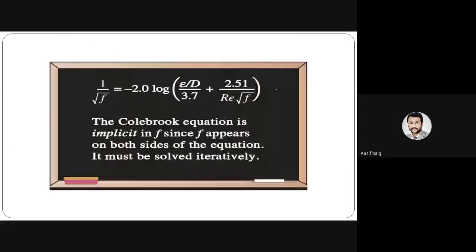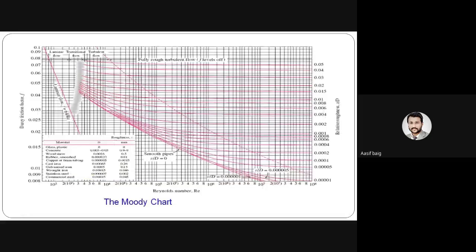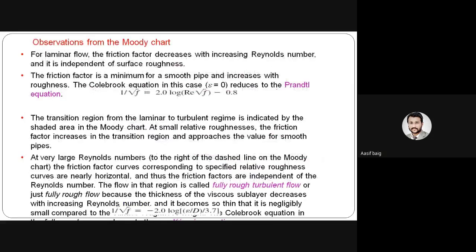So this is the Moody chart. You can take the screenshot of this. Now, these are the observations of the Moody chart. I am just reading this.